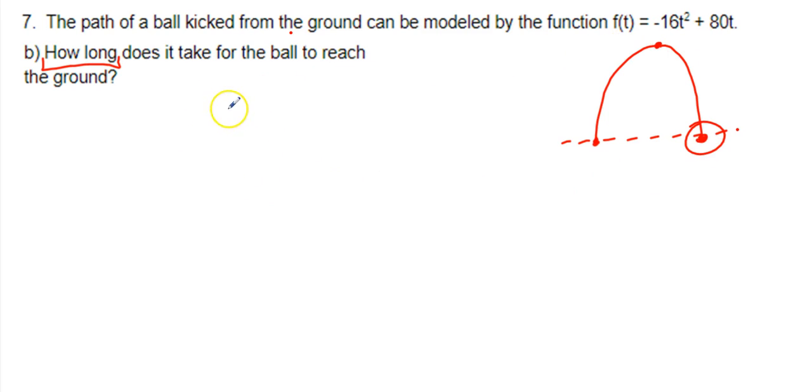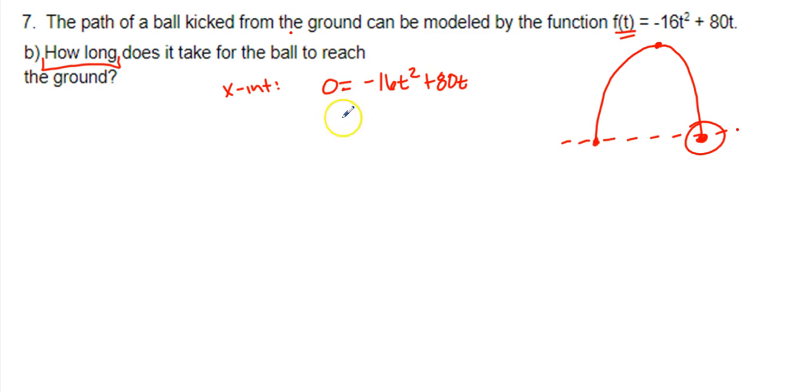So in order to find these x-intercepts, we want to plug in 0 for y, or in this case f of t. So I'm going to get 0 equals negative 16t squared plus 80t. And then from here, it's just like solving any one of these. We've got it set equal to 0, so that's number 1.